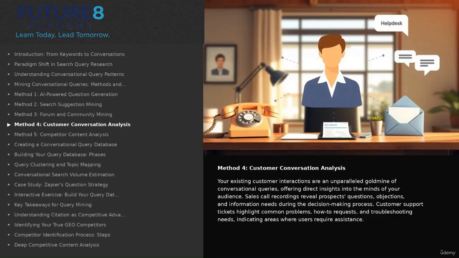Method 4. Customer conversation analysis. Your existing customer interactions are an unparalleled goldmine of conversational queries, offering direct insights into the minds of your audience. Sales call recordings reveal prospects' questions, objections, and information needs during the decision-making process. Customer support tickets highlight common problems, how-to requests, and troubleshooting needs, indicating areas where users require assistance.